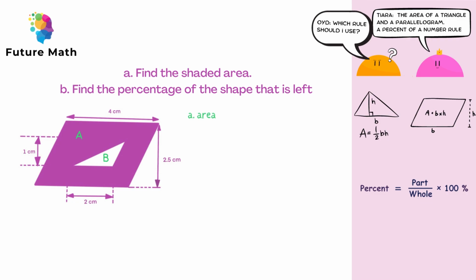So to solve for A, I will do the area of the parallelogram A, take away the area of the triangle B. First, the area of A, the parallelogram, is 4 times 2.5, and this comes out as 10 centimeters squared.